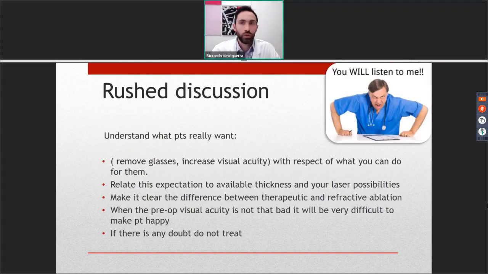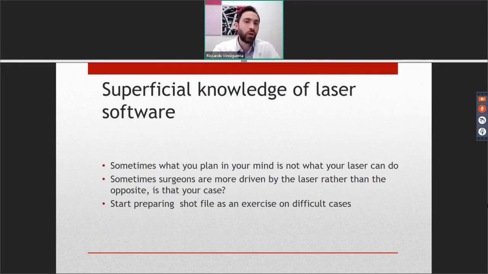You have to explain to the patient that your idea is to improve their visual acuity, not uncorrected, because this is not a refractive ablation, it's a therapeutic ablation. And if there is a doubt, see the patient back. You need to really know how your laser works. You need to know that what you want to do is what your laser will do. And you need to start preparing shot files maybe some days before on difficult cases.